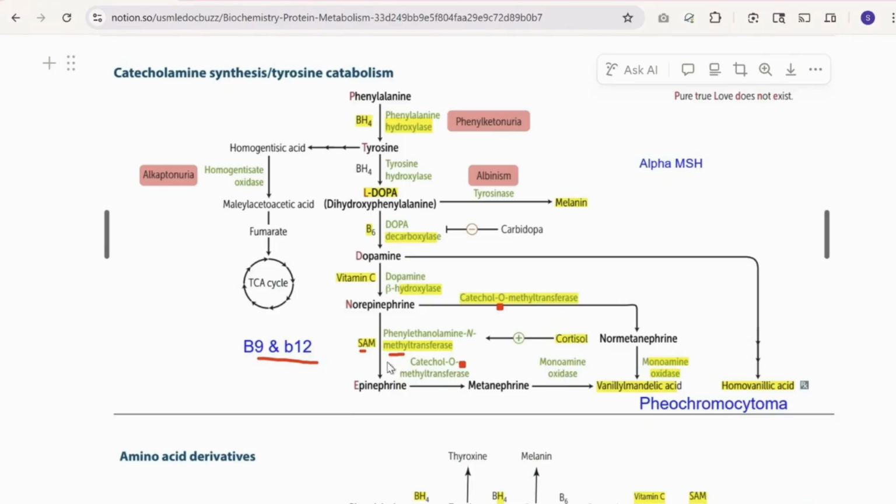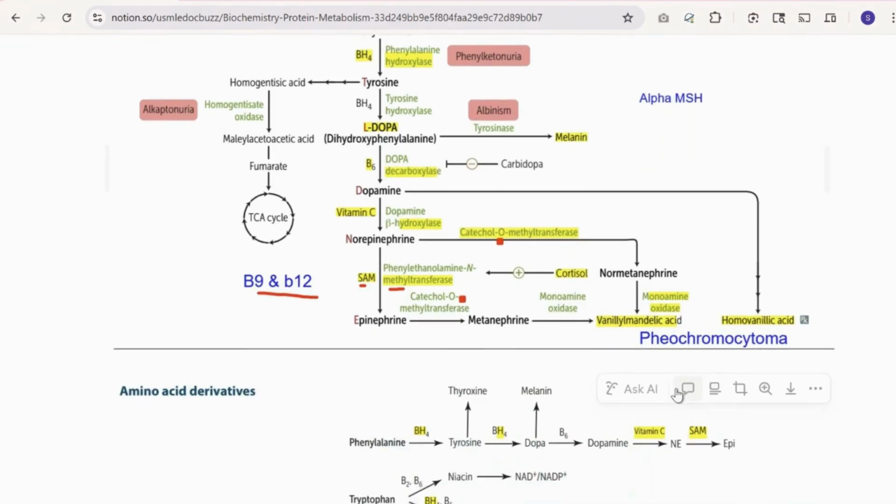Okay, eventually you end up making byproducts when you metabolize them, and you see VMA and HVA in the urine. And I've given you a clinical correlate right here. I'm sure you know this, pheochromocytoma. The levels of VMA and HVA are increased in pheochromocytoma. Why? Because you have a tumor that overproduces things.